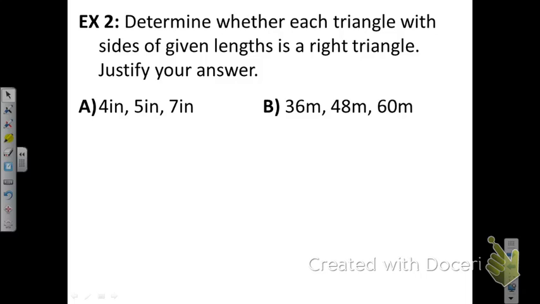If you look at those 3 numbers, 4, 5, and 7, can you tell me which one is C? 7. How do you know 7 is C? Excellent. It is the longest. So you might write under here that that's C.